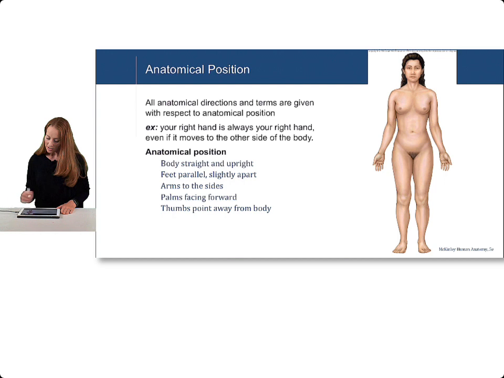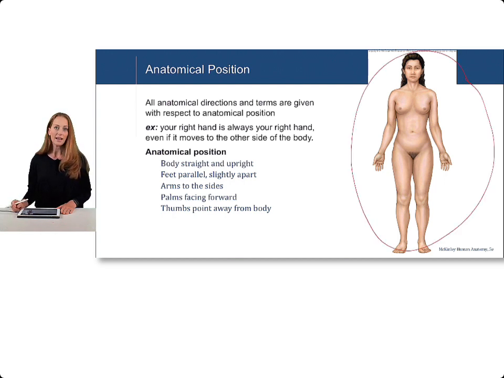So anatomical position is just as shown here, which is body straight and upright, feet parallel and slightly apart, arms to the sides, arms laterally, palms facing forward, and thumbs pointed away from the body. What's important about anatomical position is that structures are always referenced with relation to their anatomical position, no matter which position the patient or the body is actually in.